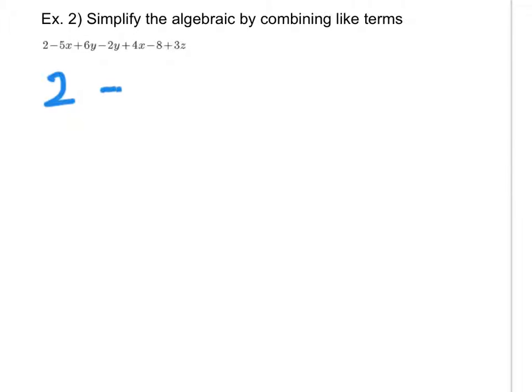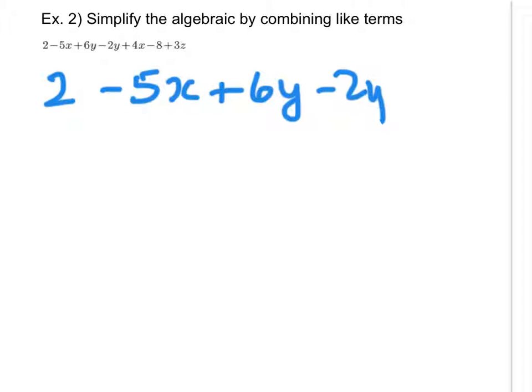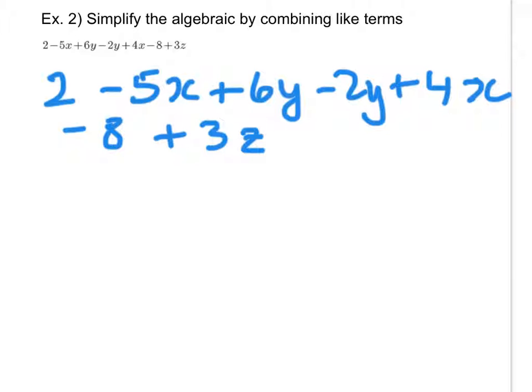So we have 2 minus 5x plus 6y minus 2y plus 4x minus 8 plus 3z, or 3z, whatever you want to call it. Okay, so look at the first term, which is 2. So 2 is a numeric term. Okay, so I'm going to highlight the 2.